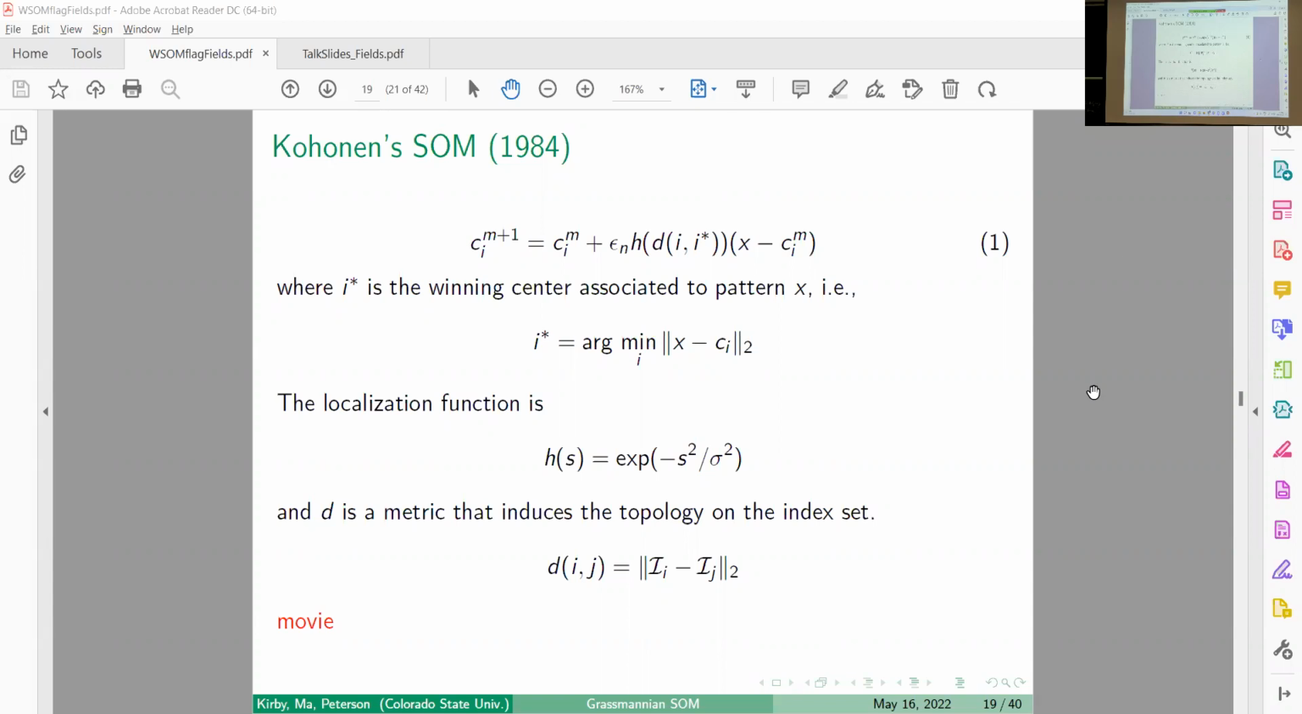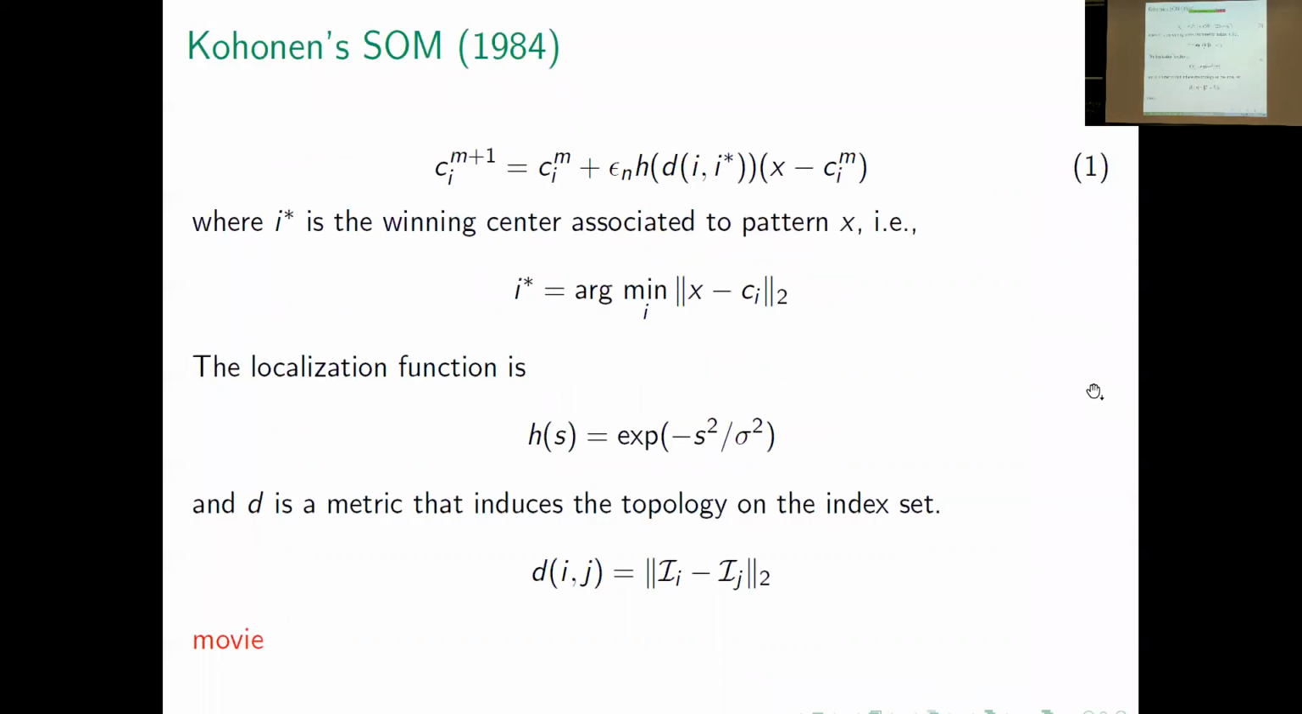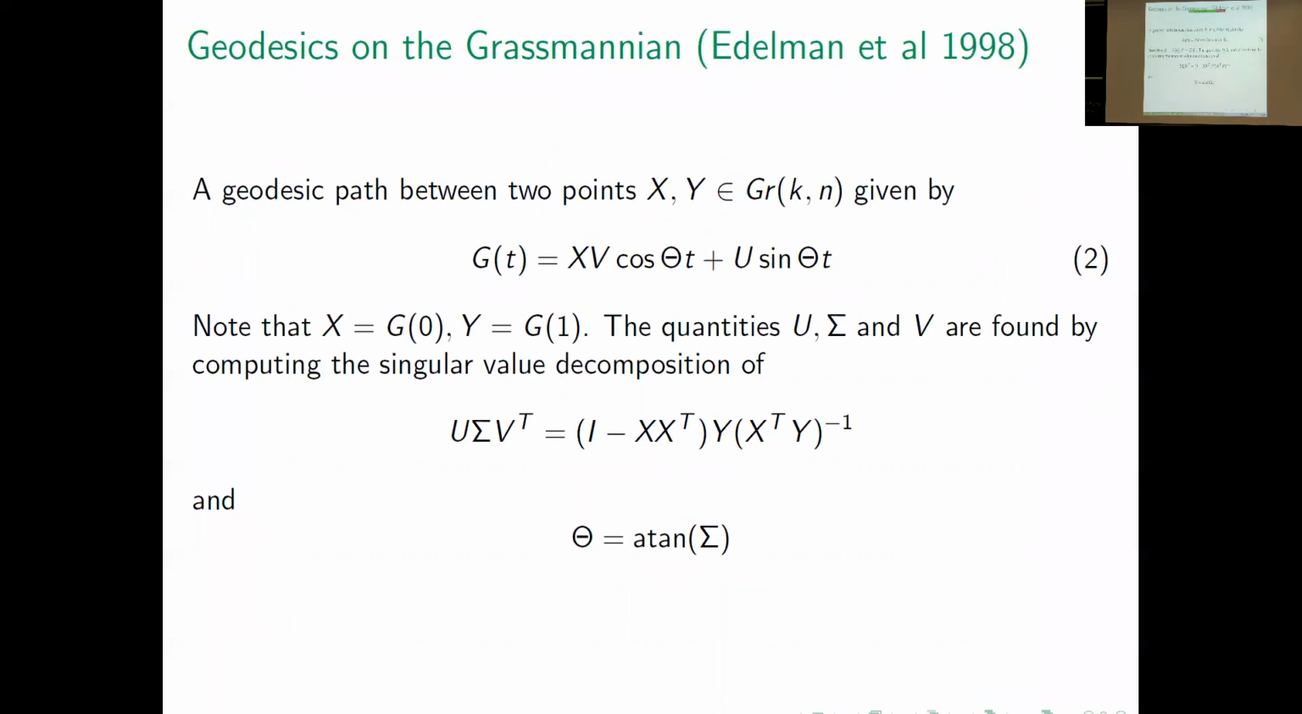And without my pictures, I'm not going to be able to make a really great explanation. Okay, so I'll try to pick up where I left off. We're going to use geodesics because geodesics allow us to move a point towards another point. Geodesics on the Grassmannian were given to us by Arias, Edelman, and Smith, and our work was to generate geodesics on the flag.